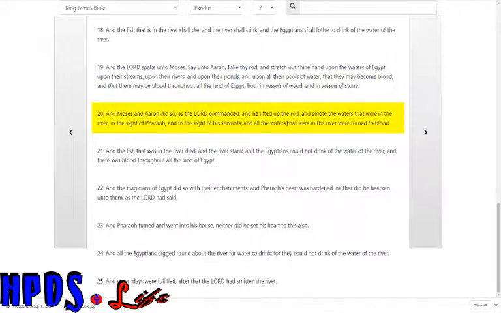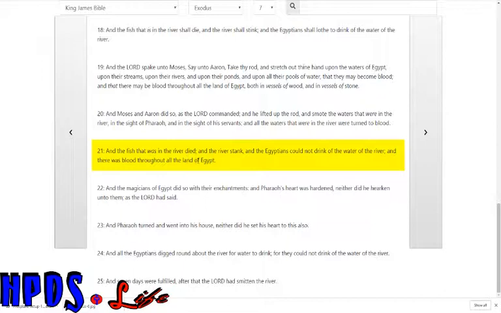And he lifted up the rod, and smote the waters that were in the river, in the sight of Pharaoh, and in the sight of his servants. And all the waters that were in the river were turned to blood. And the fish that was in the river died, and the river stank. And the Egyptians could not drink of the water of the river, and there was blood throughout all the land of Egypt.